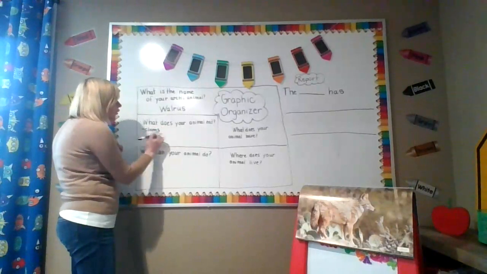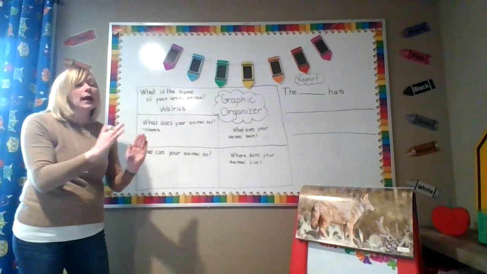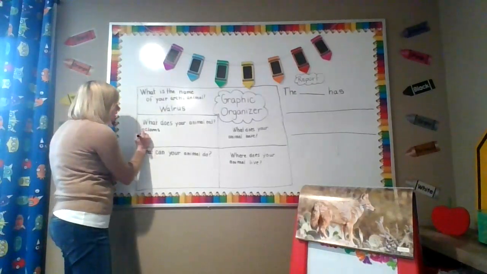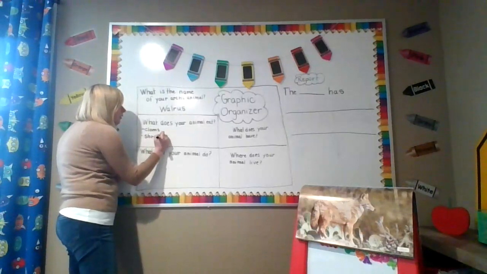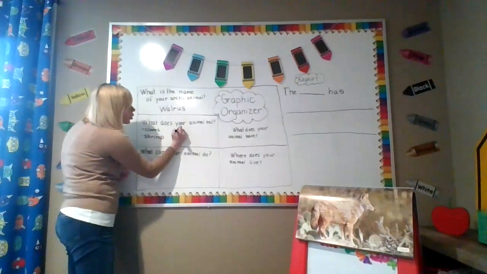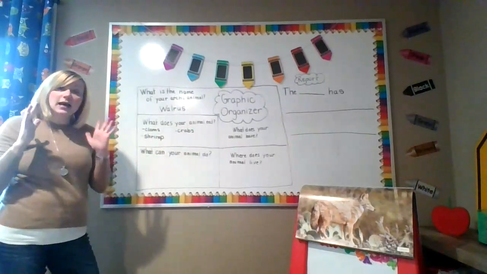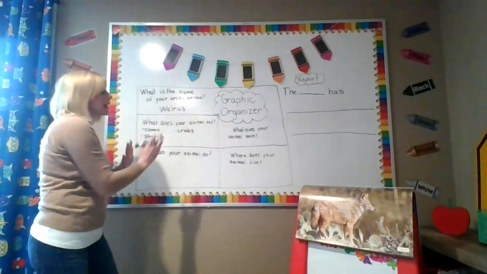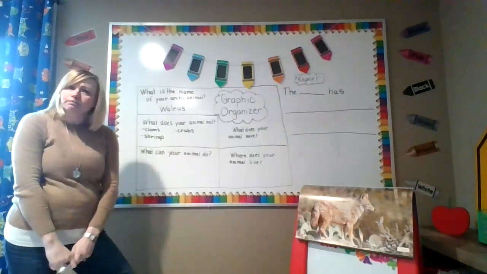I'm not going to write the walrus likes to eat clams because I'm going to write that in my report, not my organizer. Something else that the walrus likes to eat was shrimp. So another dash, and then I write shrimp. Something else that the walrus likes to eat, crabs. So I'm just thinking of the ideas that I want to write in my report, and I'm putting those ideas down in my organizer. Okay, the next one says, what can your animal do?